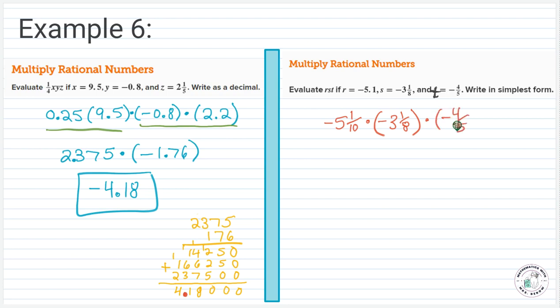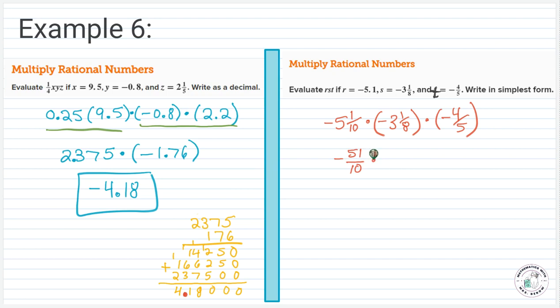we're going to go ahead and plug that in. And so there we have our problem, but now rewritten with our actual values. We cannot multiply with mixed numbers, so we do need to rewrite those as improper fractions. So the -5 1/10, 10 times 5 is 50, plus the 1, it's going to be 51, so this will be -51/10.